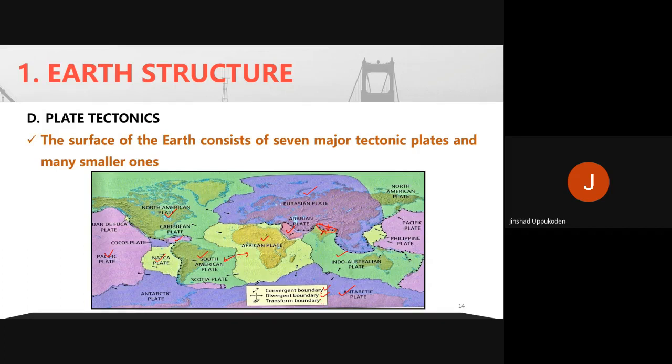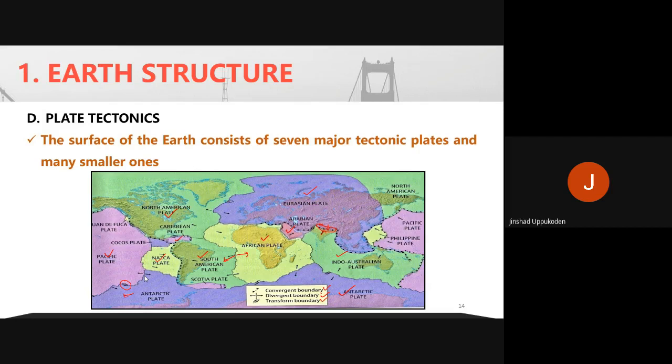And then you have got transform boundaries. Transform boundary is where one plate is moving in one direction, and the other plate, for example here, is moving in the other direction. So it's like a shear type, like shear.